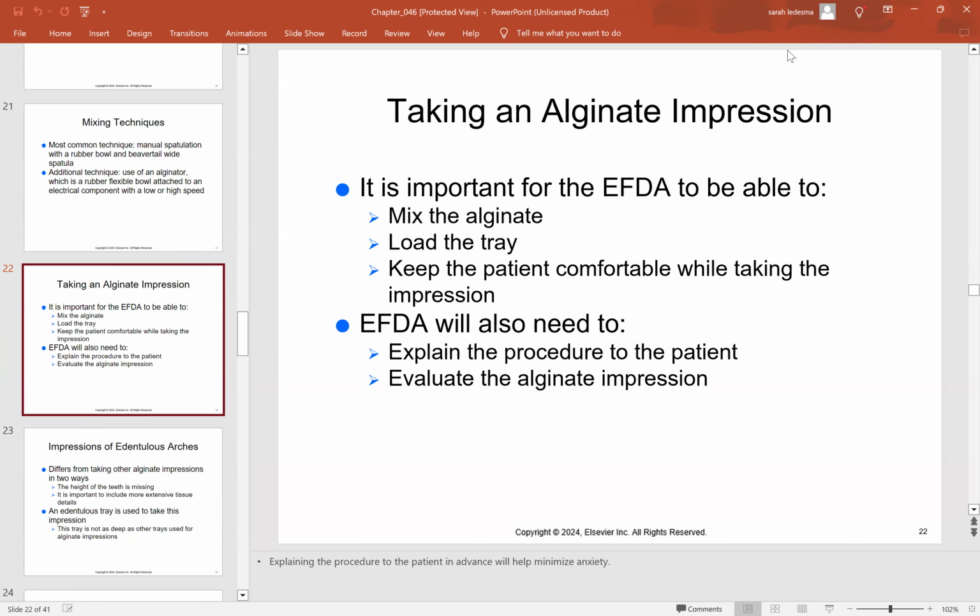When taking an alginate impression, it's important for the EFDA to be able to mix the alginate, load the tray, and keep the patient comfortable while taking the impression. We're also going to want to explain the procedure to the patient and then be able to evaluate the alginate impression and look for voids.